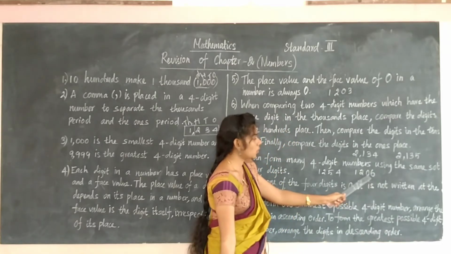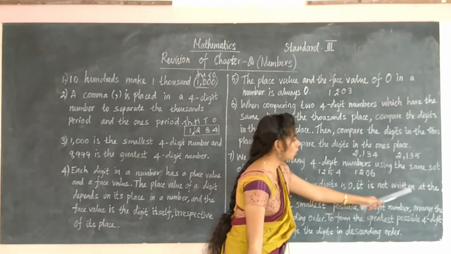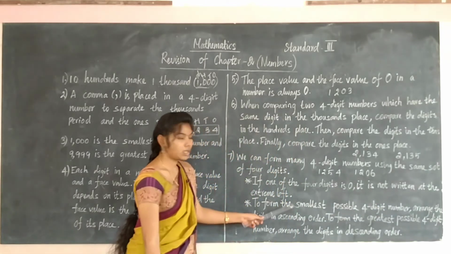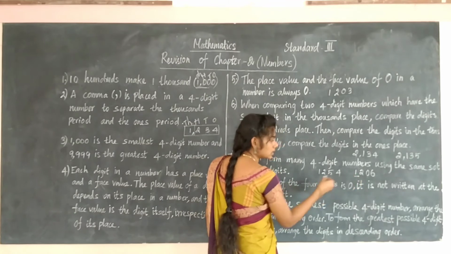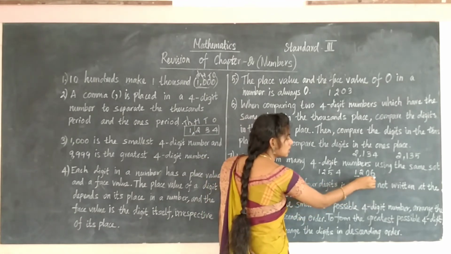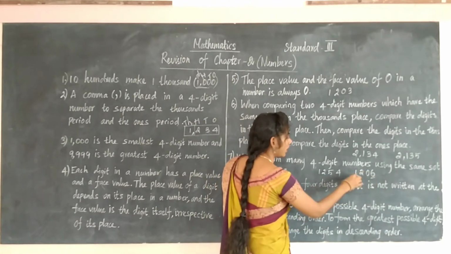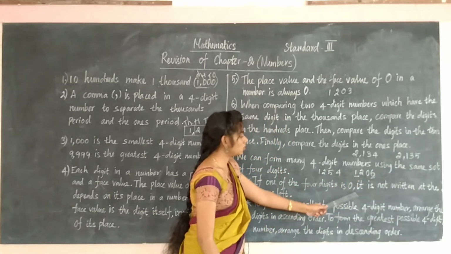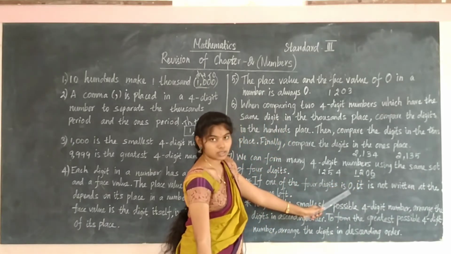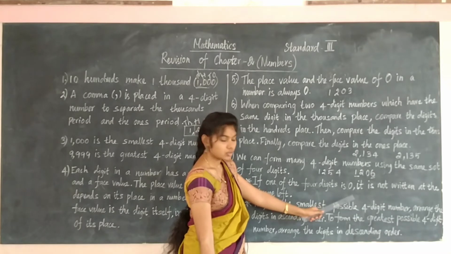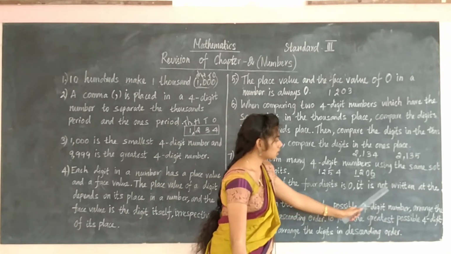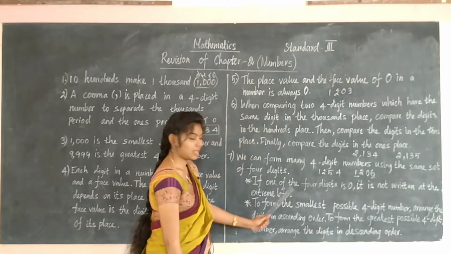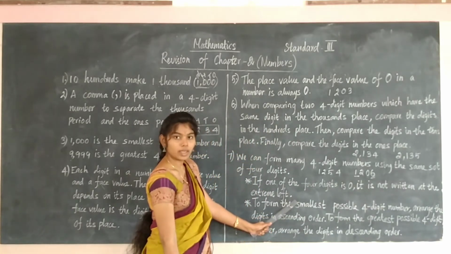If we have 0 in the number, it is not written at the extreme left. You know what is meant by the extreme left? Here 1 is the extreme left, and here 6 is the extreme right. So in the extreme left, we should not write 0. If one of the 4 digits is 0, it is not written at the extreme left.